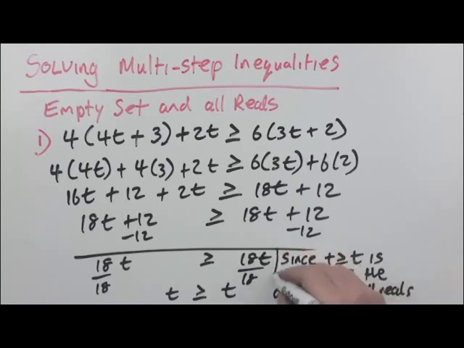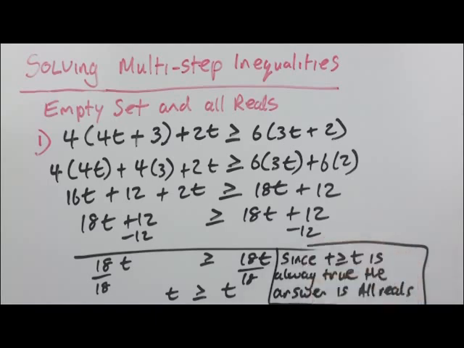Now, if we got an answer where this wasn't true, we got two numbers on each side that weren't equal, or the inequality was not true, we'd say it's an empty set.